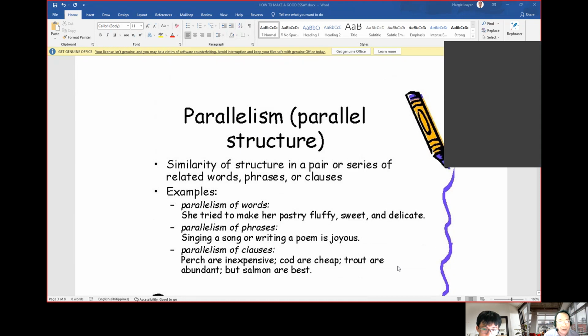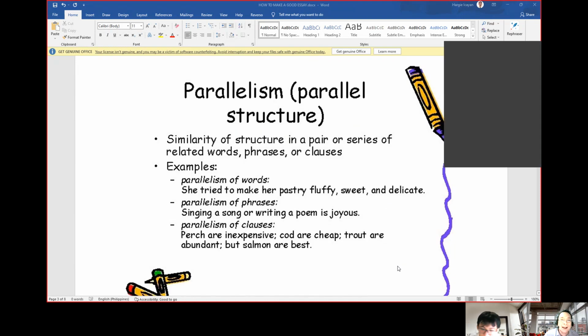Remember also the so-called parallelism. When you say parallelism, what does it mean? It means similarity of structure in a pair or series of related words, phrases, or clauses. What does it mean? That's my question. I don't know. Okay, you don't know. I'm going to explain it to you.